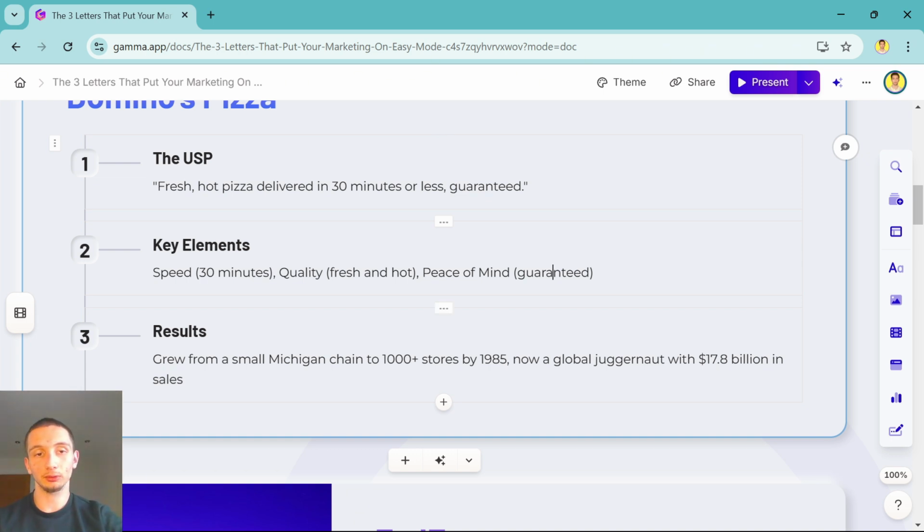And this helped Domino's grow, from a small Michigan chain to 1,000+ stores by 1985. And now it's a global juggernaut with about $17.8 billion in sales. It's crazy how this small pizza chain grew to $17.8 billion. That's how strong a good USP can be.